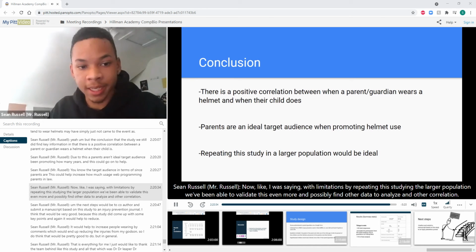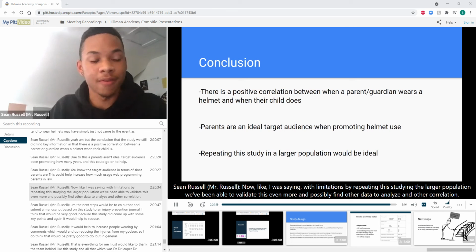Now, like I was saying with the limitations, by repeating this study in a larger population, we'll be able to validate this even more and possibly find other data to analyze and other correlations.